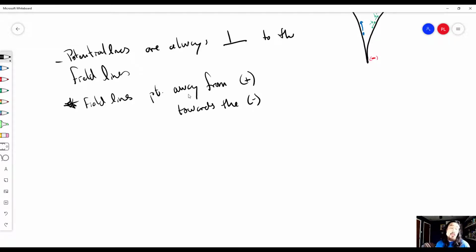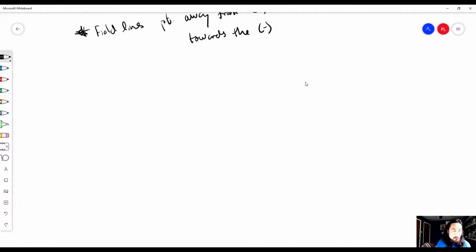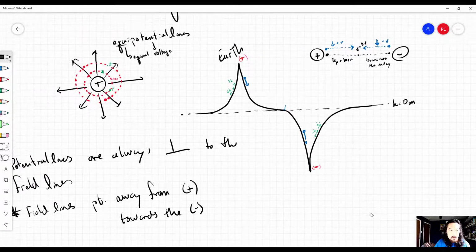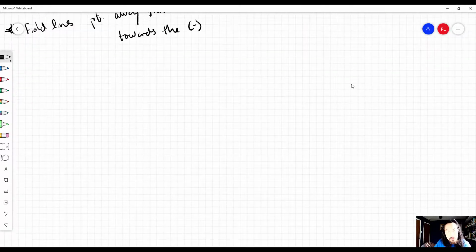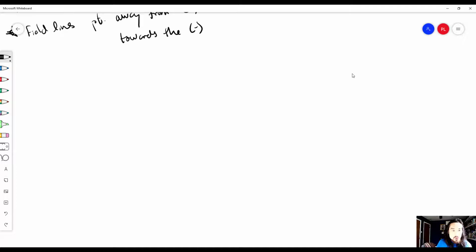Versus for a negative source, the further away you are from the negative charge, the more zero potential you have. So if I were to draw a couple of things, let's do the mountain scenario above. Actually, before we do that, let's do individual charges first.